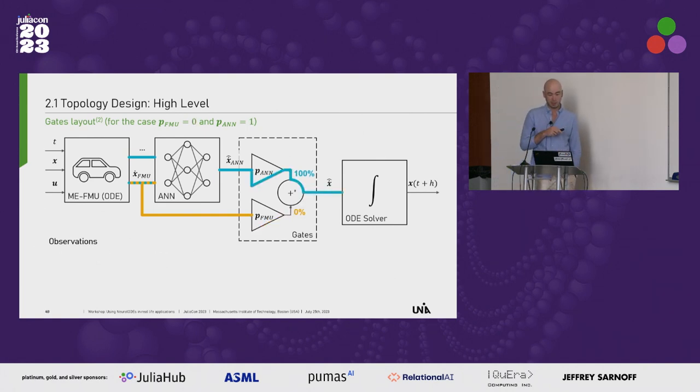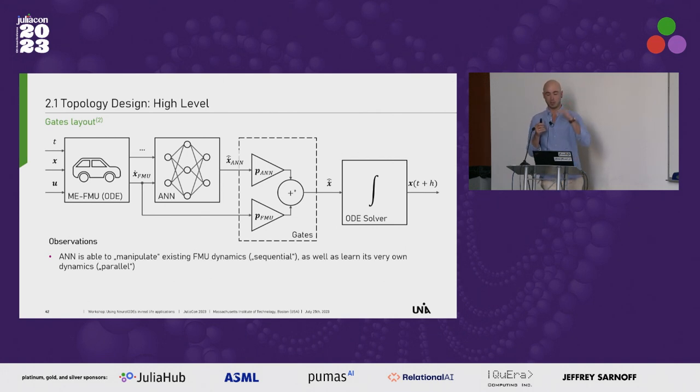For a fully open ANN gate and a fully closed FMU gate, we ignore the FMU dynamics completely, and we take only the corrected derivatives from the ANN here. So we have the sequential topology in this case. And finally, if both gates are open, we use the FMU dynamics side by side with the ANN dynamics, and this is basically the parallel topology. So these were some edge cases. Of course, one can continuously fade between and beyond them. We observe that with this topology, we can train the sequential and the parallel case. As already stated, one could just train the gate parameters together with the ANN parameters, or you can control the gate parameters, like fading from a fully open FMU gate to a fully open ANN gate.